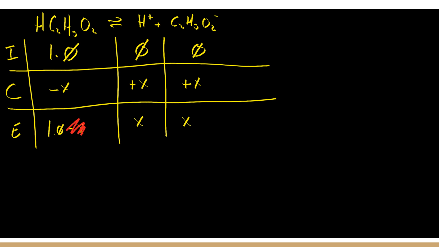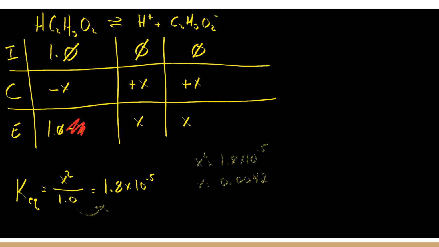So now our equilibrium expression is KEQ is equal to x squared over 1 is equal to 1.8 times 10 to the negative fifth. Now we go ahead, we multiply both sides by 1. That gives us x squared equals 1.8 times 10 to the negative fifth, or x equals 0.0042 molar. You might recognize this number from a previous lecture.